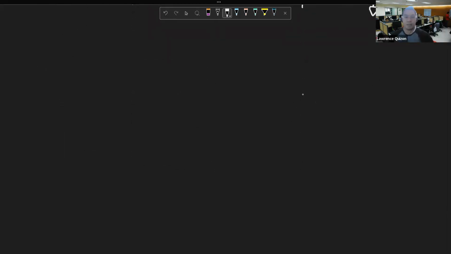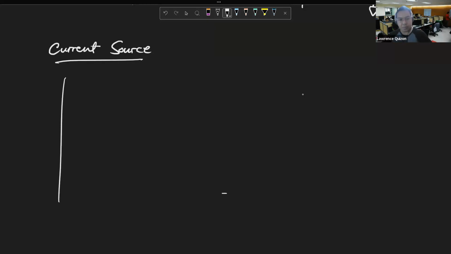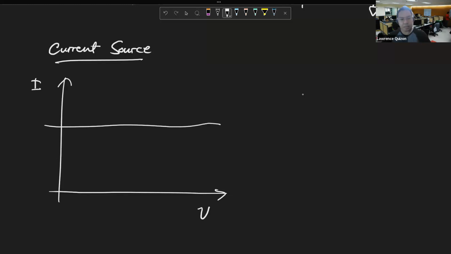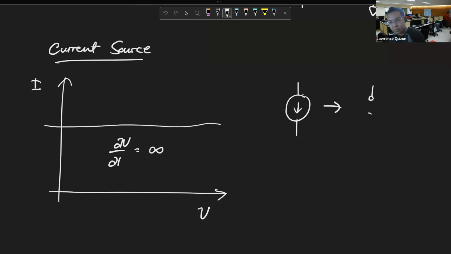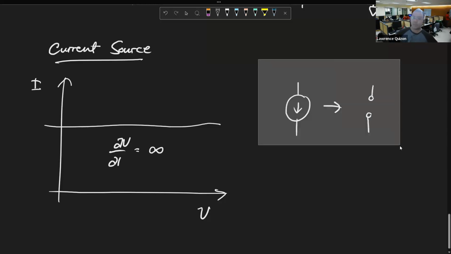Sige. Lastly, the current source. So the current source has an IV curve that has a constant current no matter what voltage it finds across itself, no? Meaning that dV over dI is infinite, no? And in fact, a current source in small signal turns into an open circuit.